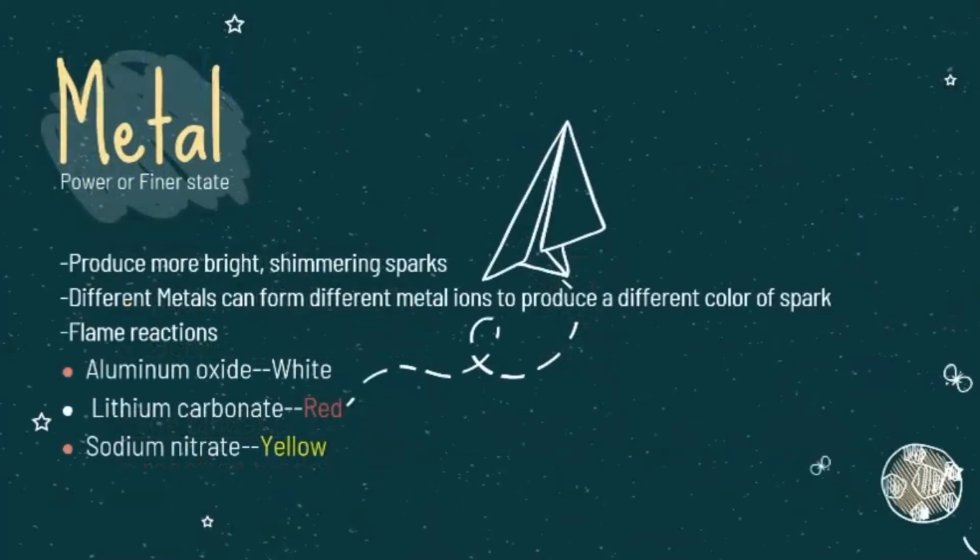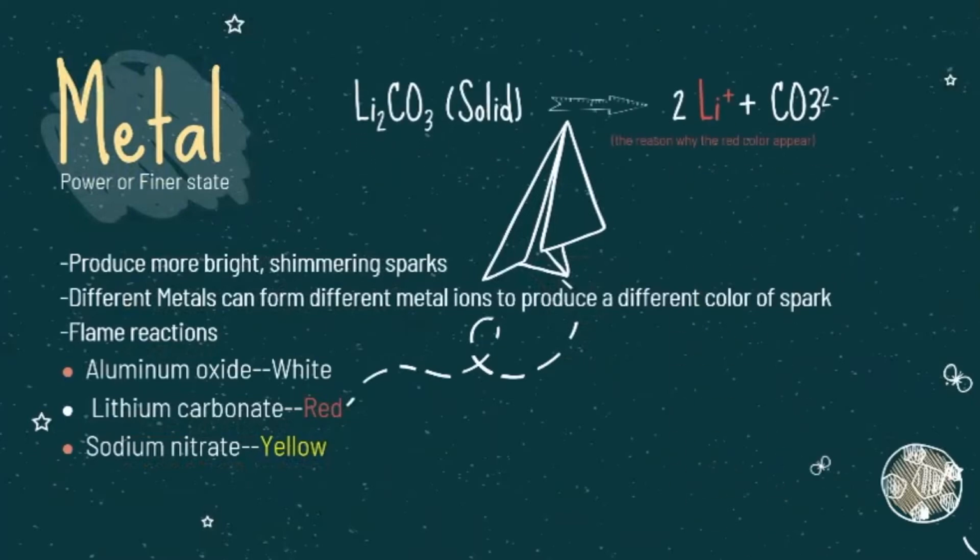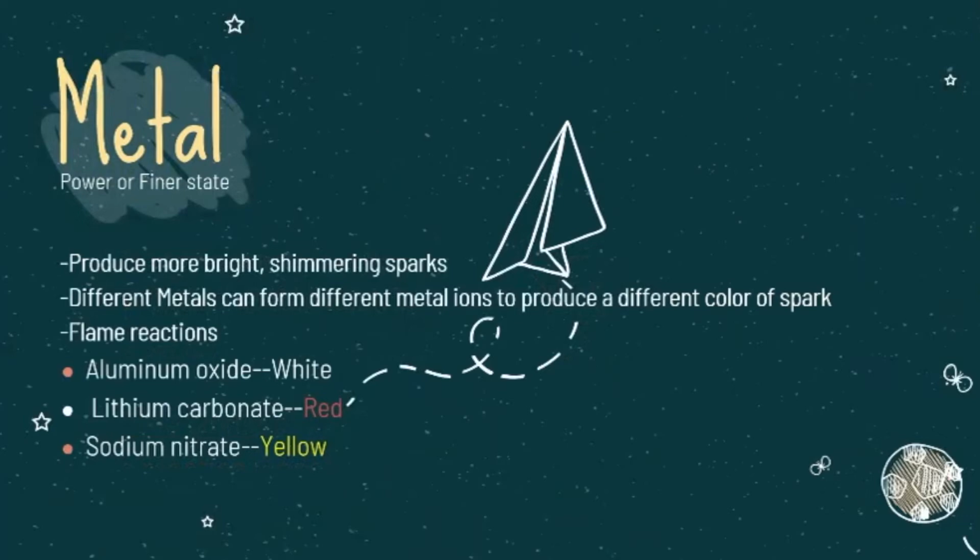Metal in powder or finer state can produce more bright shimmering sparks when they are being heated or burnt. Different metals can form different metal ions to produce a different color of spark when we combust them. It is also named flame reactions. For example, the white color is usually produced by aluminum ion from the aluminum oxide, while the red color is usually produced by lithium ion from the lithium carbonate compound. Similar principle for other colors.